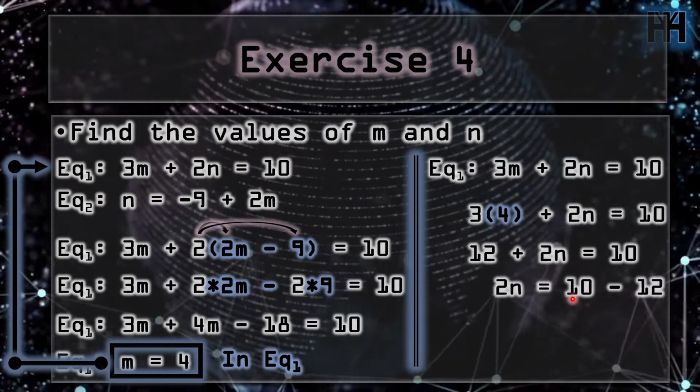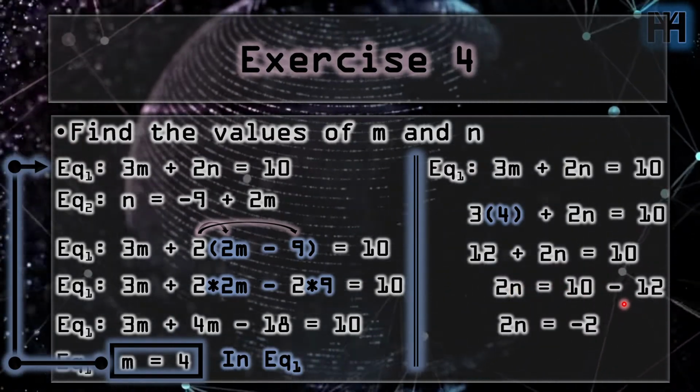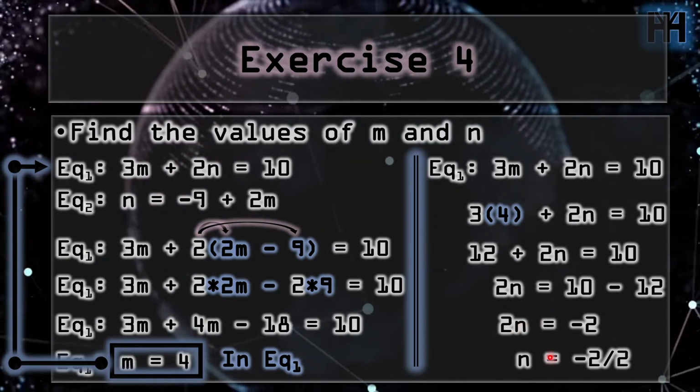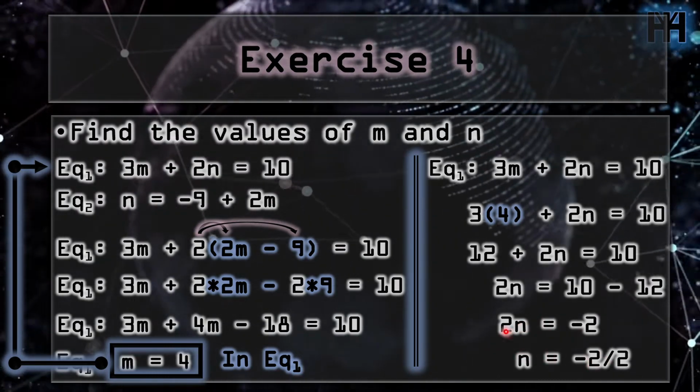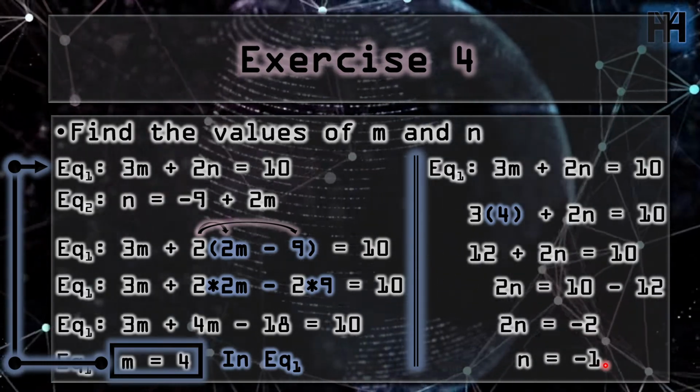Send the 12 to the other side. So we have 2n equal 10 minus 12. So we have 2n equal -2. Divide by 2. So we have n equal -2 divided by 2. We have sent the 2 to the other side by dividing. So n is equal to -1.